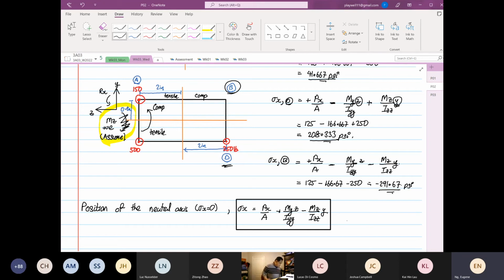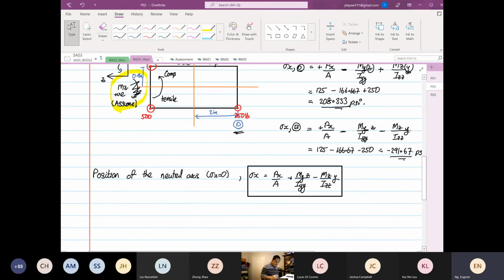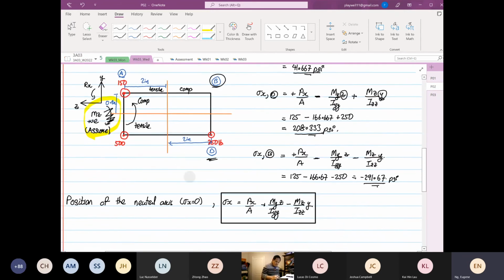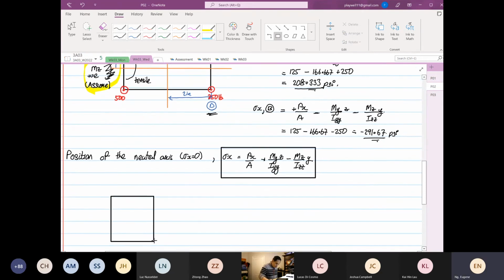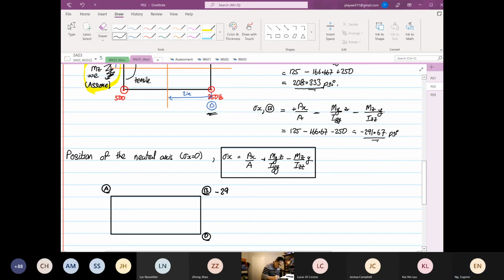Okay, so now we are going to find the so we know. Let me draw up the stress view for you, or rather, let me write up the stress view for you. So we already found out that this is point A, this is point B, and this is point D. And we already found out that this is minus 291.667 psi. Yeah, I think I'm missing another 6 down here.